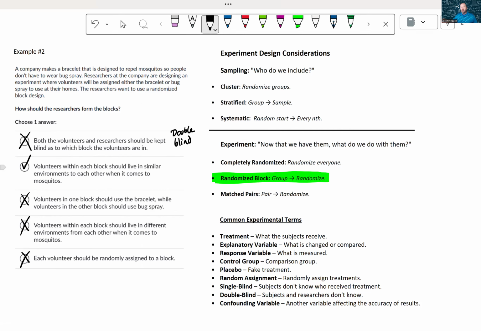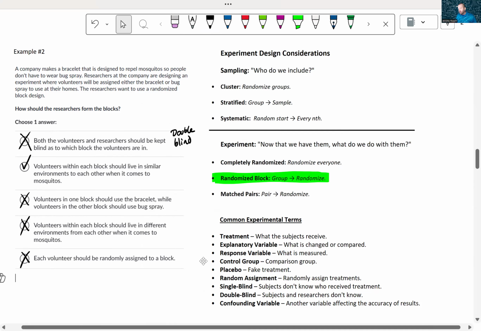Okay. All right. So the key idea here is when you're putting people into blocks, or anything into blocks, we want the important characteristic to be as similar as possible within each block. Okay, so make sure you have the common experimental terms written down as well, because you're going to need to know all of these for study design also.